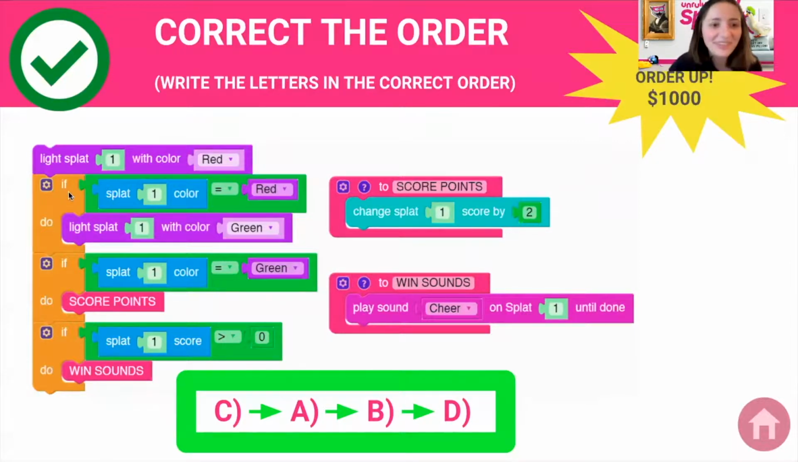So it starts with light splat 1, color red. So if splat 1 equals red, light splat 1 green. Then if splat 1 equals green, you get score points. So change splat 1 score by 2. And then it says if splat 1 score is greater than 0, you play the win sound, which is a cheering sound. So a lot of you got that after a few minutes, which is great. I'm very impressed. That's 1,000 splat bucks right there. So great job. Cool. Let's do one or two more.